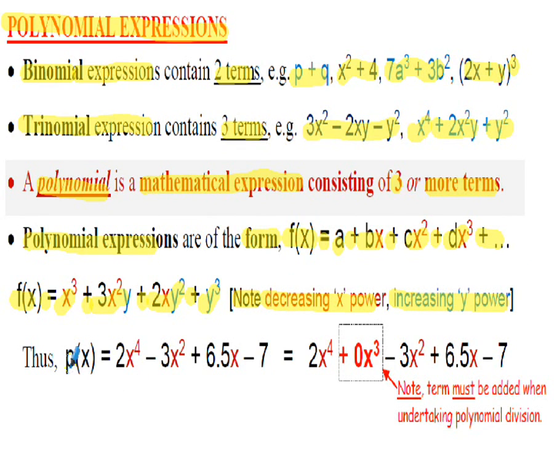If we were given a function, say p(x) equals 2x to the 4 minus 3x squared plus 6.5x minus 7, when we're going to undertake polynomial division, we must write it in the form 2x to the 4 plus 0x cubed minus 3x squared plus 6.5x minus 7. So the term shown in the box for the x cubed must be added when we're undertaking polynomial division. You'll see why that's required in the examples that follow.